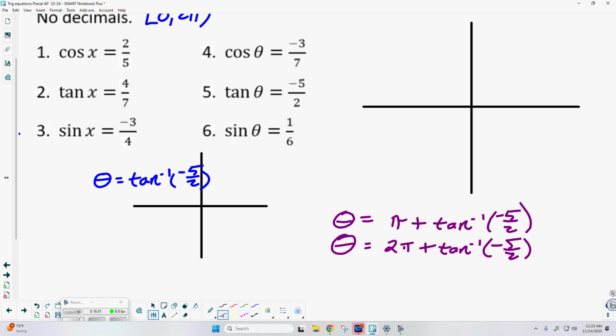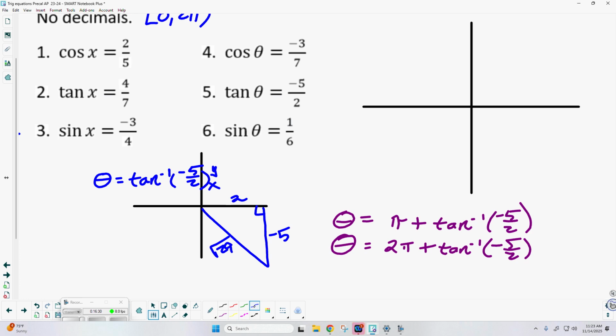So I've already solved for theta. We got our tangent inverse here. Quadrant 1 or 4? 4, because it's a negative. All right, so I'm going to go ahead and draw my triangle right here. Let's say this is y over x. So this would be negative 5. This would be 2. What's my hypotenuse? Okay, square root of 29. Anybody want me to run through Pythagorean?